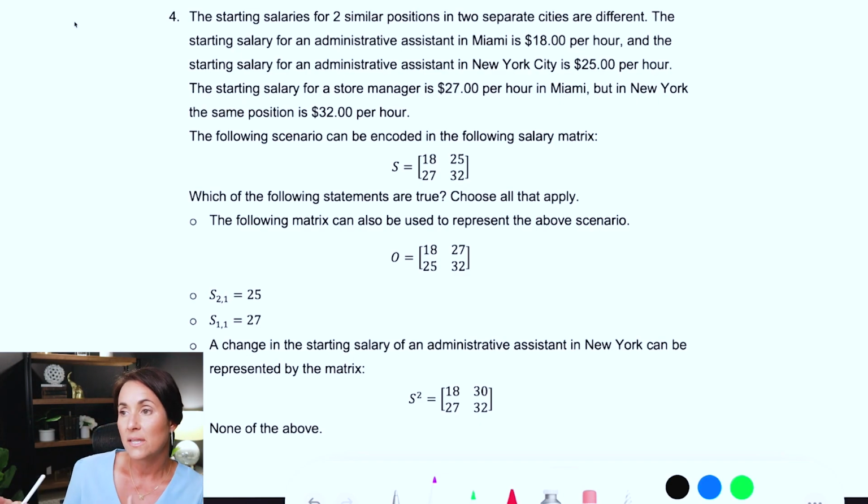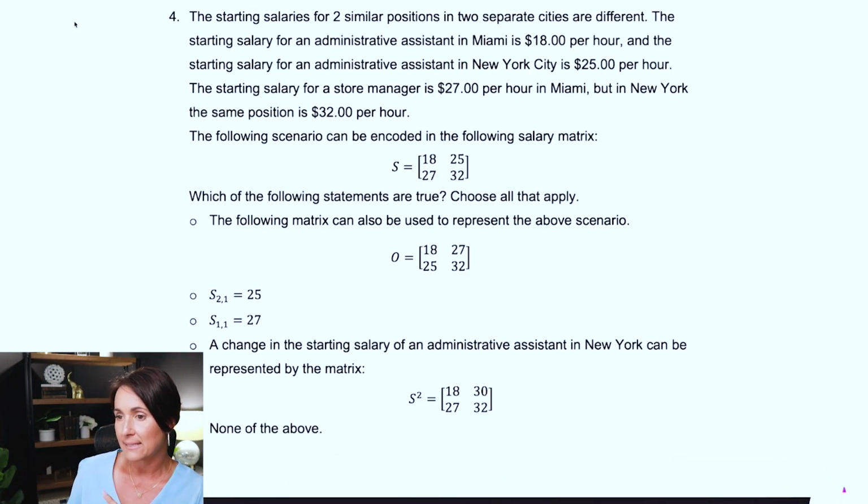So we can see that we have a word problem, and I'm going to go right to the stem. I always like to do that. Which of the following statements are true? Choose all that apply. And I'm looking at matrices here. All right, so let's look at the question.